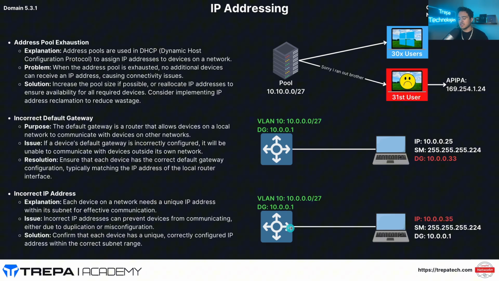Incorrect IP address. Again, let's say we need a user within this network here, 10.0.0.0/27. That means the user would be assigned an IP address of .2 to .30. And we assign this user .35. That's outside that subnet range, so we're not going to be able to talk.